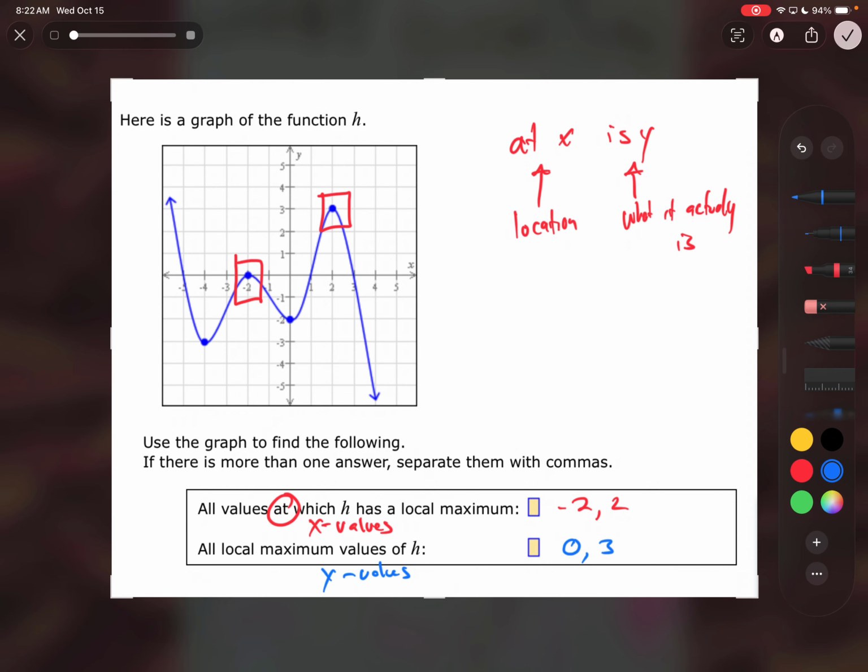Okay, so what the word local means is that you are ignoring the infinity and negative infinity that goes up forever or down forever. You're just looking at the peaks and the valleys. It will switch between maximum and minimum. So if it asks for minimum, you would use the other two points. And it always has exactly what the point is: -2 and 0, 2 and 3. So it's at -2 and 2 and it is 0 and 3.